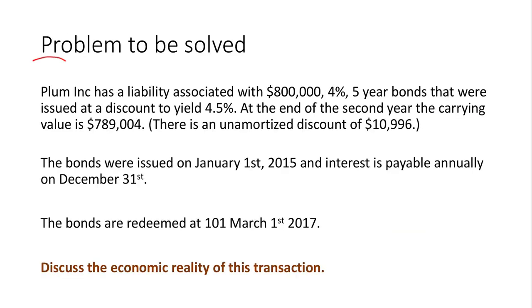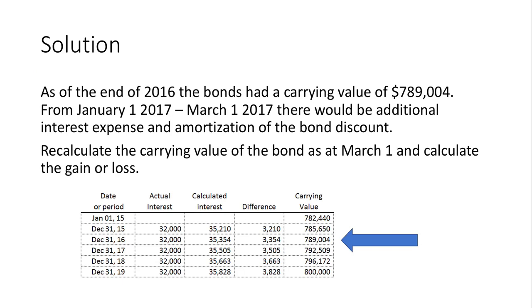Same question, nothing's changed here, but we just changed the date, so now it's being redeemed on March the 1st. So it's just a little bit more complicated because we have to figure out how much interest expense we have, how much interest is payable to the bondholders, and then we have to calculate the gain or loss on redemption. So same kind of situation.